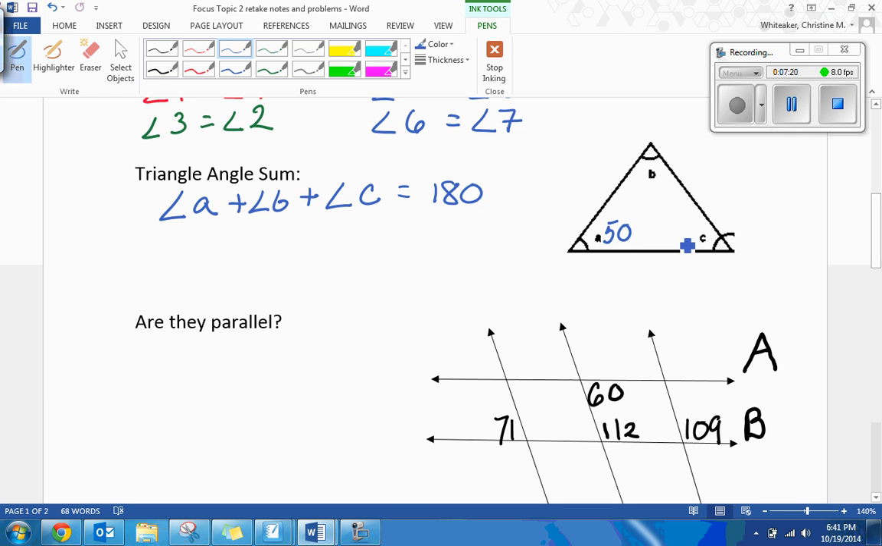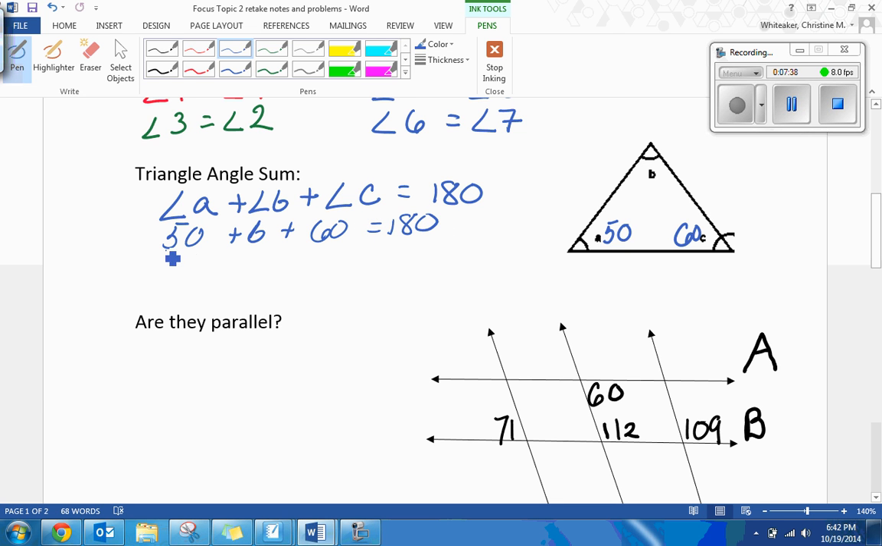And let's say angle C was 60 degrees. Okay, so we can substitute angle A for 50. So angle B stays the same. If you want to drop that angle, you can. And then angle C would be 60 degrees.